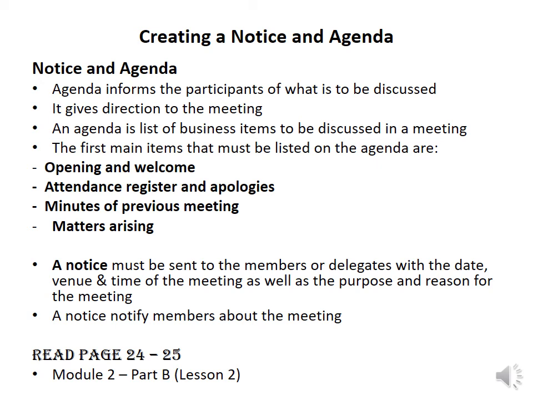An agenda is the list of items to be discussed during the meeting, and the secretary must make sure that the agenda is prepared in advance and also given to the members so that they will know what will be discussed. The first main items that must be listed on the agenda are opening and welcome, attendance register and apologies, minutes of previous meeting, and matters arising.